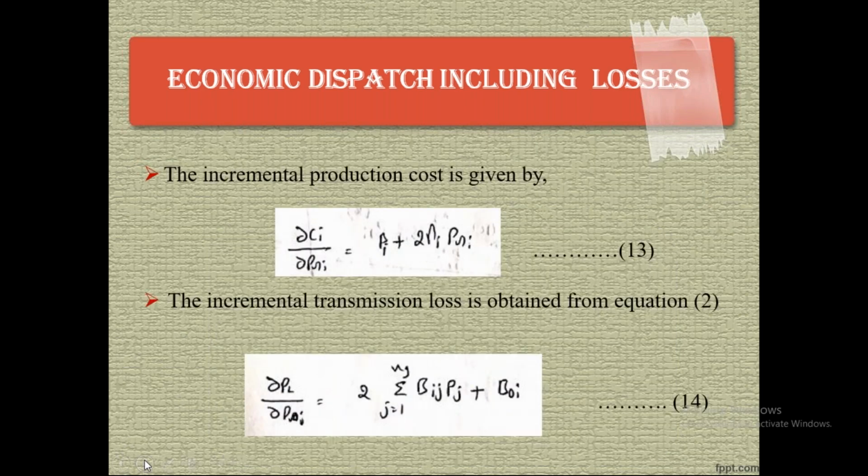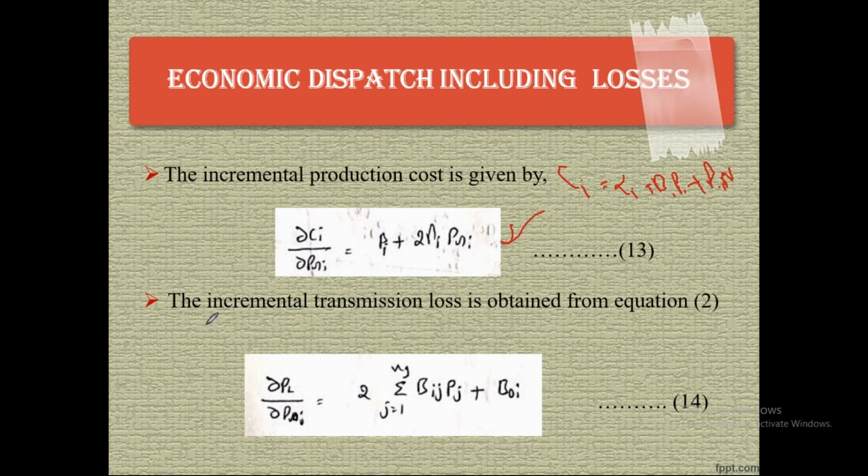Next, the incremental production cost is given by... So incremental production cost is nothing but the incremental fuel cost. So that is ∂C/∂PJ. Generally the cost equation is Ci = αi + βi PGi + γi PGi². If this is the normal cost equation, and you want to find the incremental cost equation, you have to differentiate this equation with respect to PG. The same thing I did here. ∂Ci/∂PJ gives you βi + 2γi PJ. So this is the equation you already know, how it came.